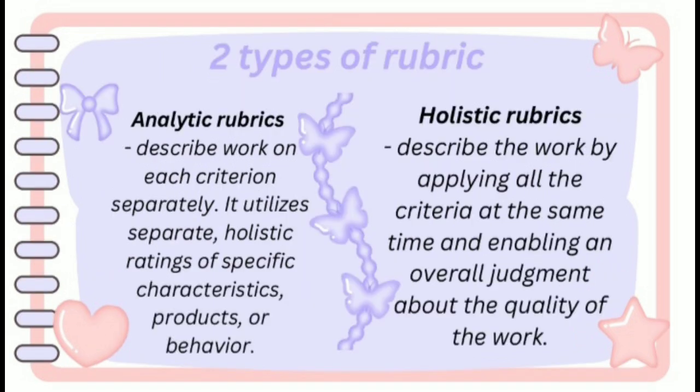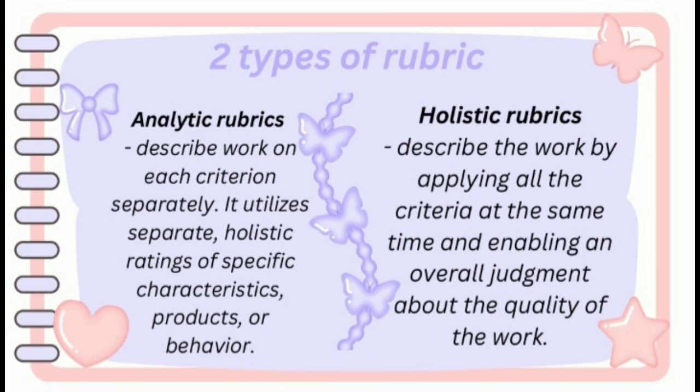many more. So we have here the two types of rubric, the analytic rubrics and the holistic rubric. Analytic rubrics describe work on each criterion separately. It utilizes separate ratings of specific characteristics, products, or behavior. So meaning analytic rubrics is ito yung separately na ginajudge tayo ni teachers sa ating mga performance. So kumbaga from the word na ratings of specific characteristics.